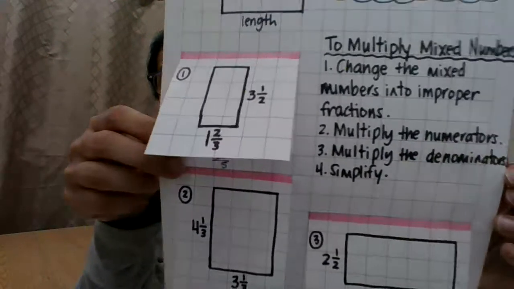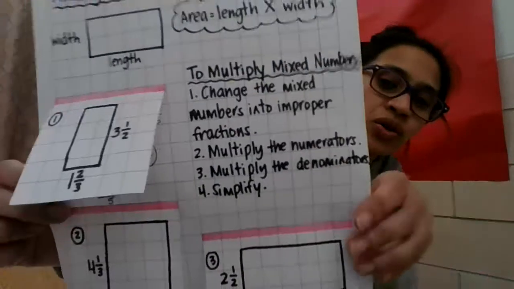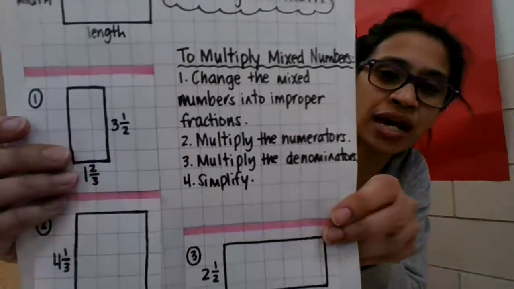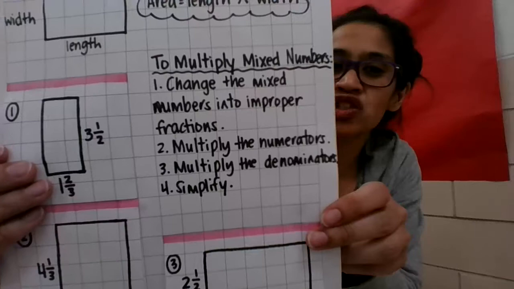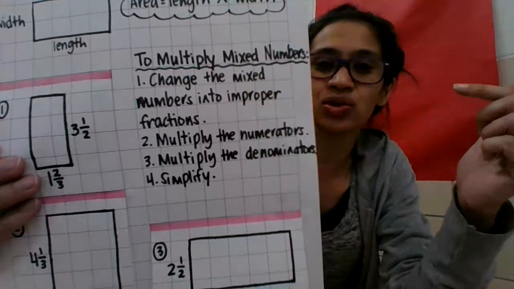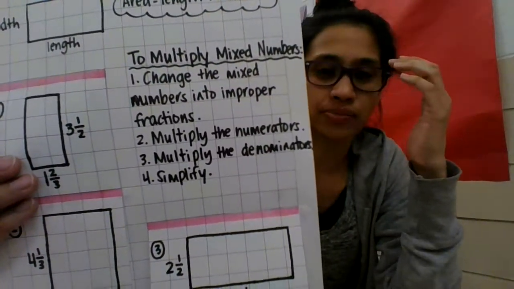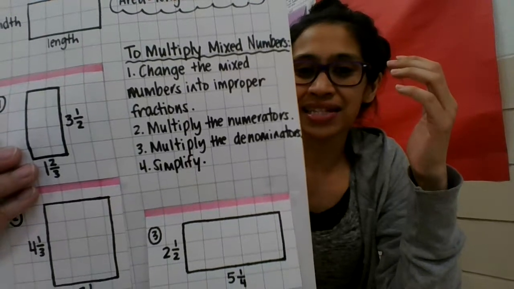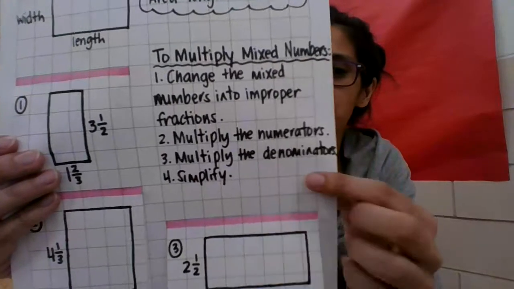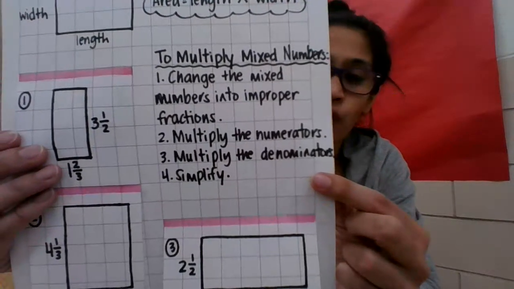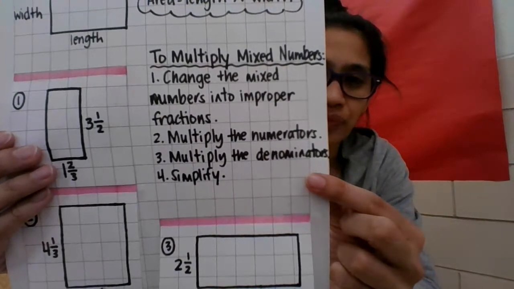All right, here are some steps. Go ahead and write these down in your notebook. To multiply mixed numbers, the first thing we need to do is change the mixed numbers into improper fractions. The second step is to multiply the numerators. The third step, multiply the denominators. And the fourth step is to simplify.